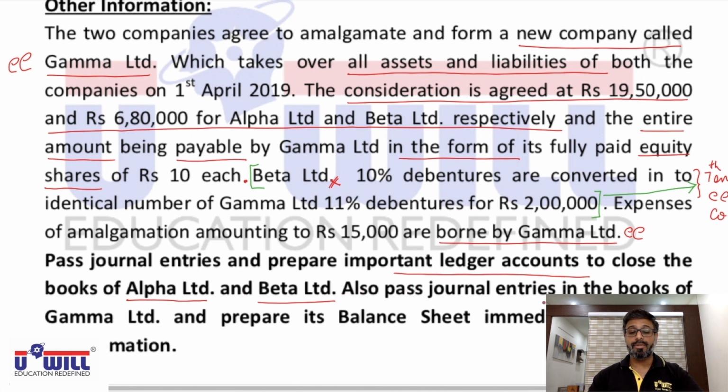Also pass journal entries in the books of Gamma Limited, 7 entries in the books of Gamma. Ideally 14 plus 14, 28 plus 7, 35 entries we are going to study in today's lecture. And prepare its balance sheet immediately after amalgamation. We also have to make the balance sheet of Gamma Limited after passing its journal entries.